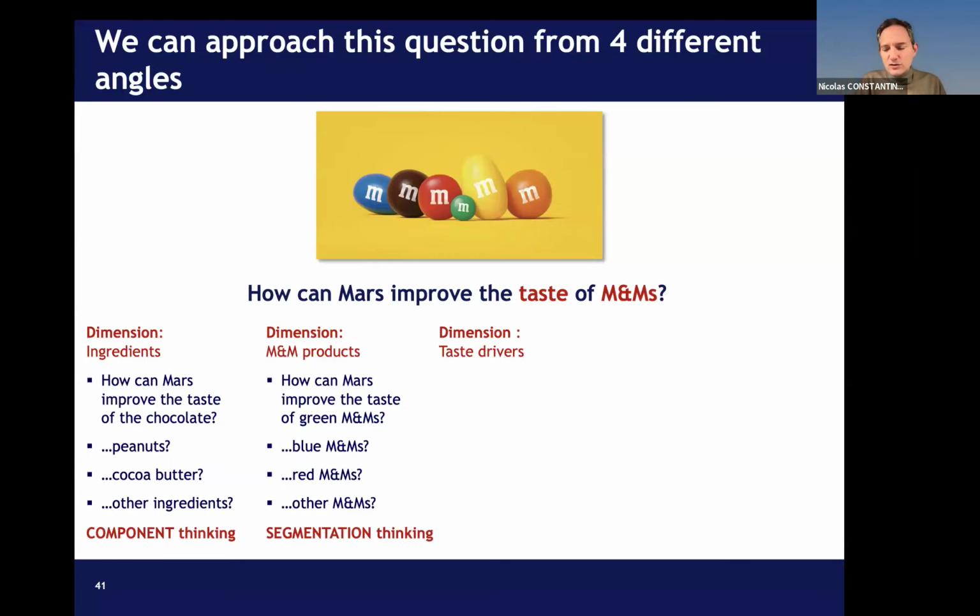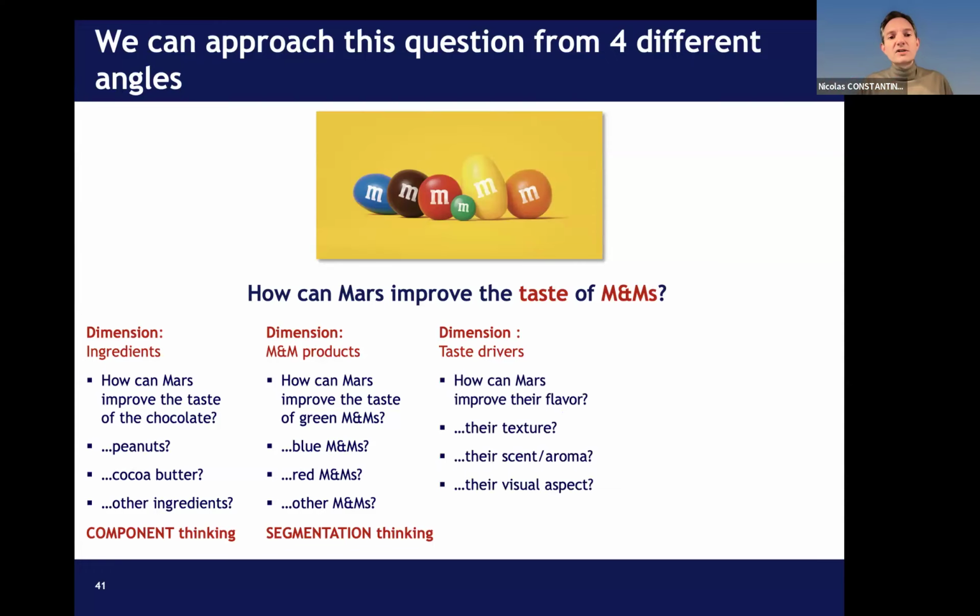Now, I had to do a bit of research to find this out because I didn't know it off the top of my head. But the way that scientists think about this is the following, and I'll put it in the structure. We could break it down like this. How can Mars improve the flavor? How can you improve the texture, the scent/aroma, and the visual aspect? All of these are the factors or drivers that contribute to the experience of taste. This is called driver thinking.